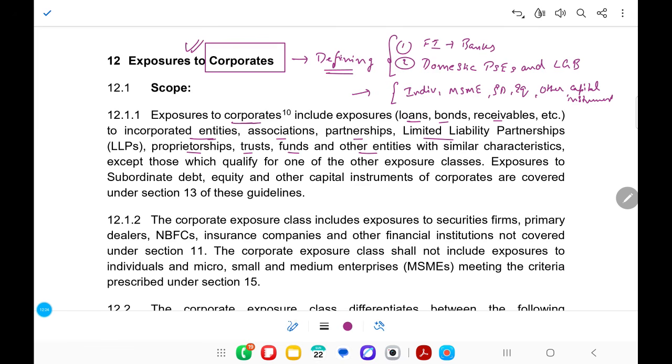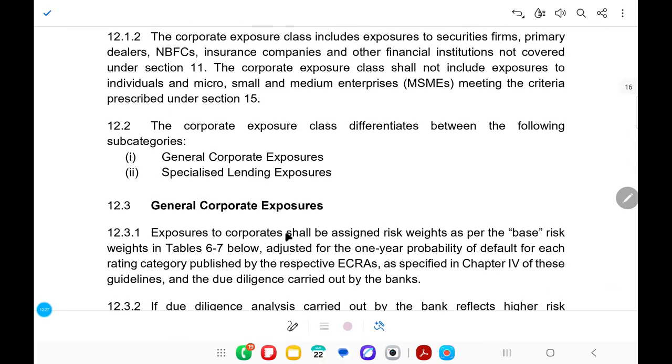Now, proceeding further, the corporate exposure class is basically divided into two subcategories, known as general corporate exposures and specialized lending exposures, right? So what is the difference here? Basically, the general corporate exposures' risk weights are primarily driven by the external ratings and the bank's own due diligence. If the bank's due diligence indicates higher risk than the external rating implies, the bank must assign a risk weight at least one bucket higher.